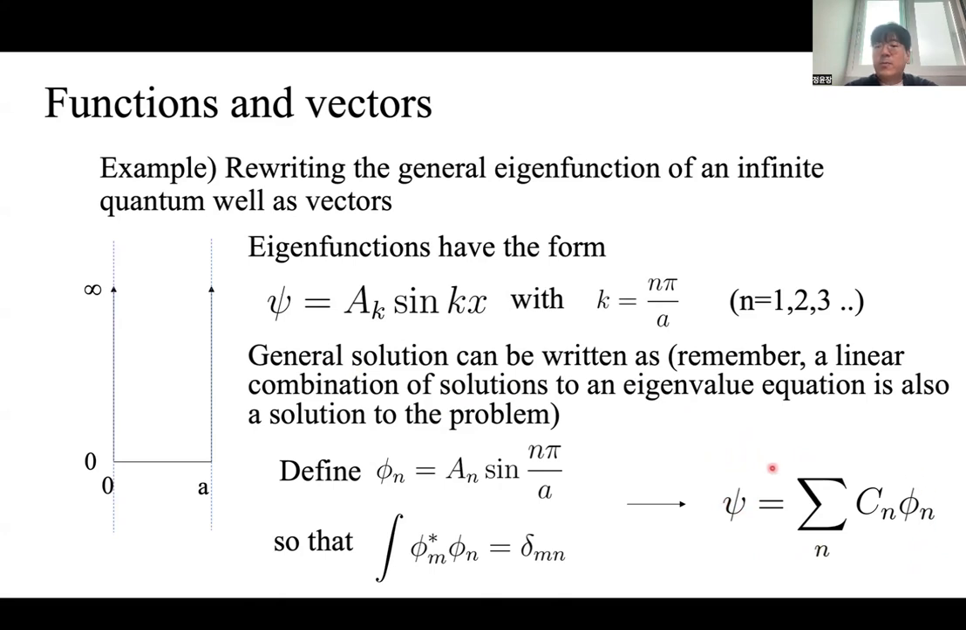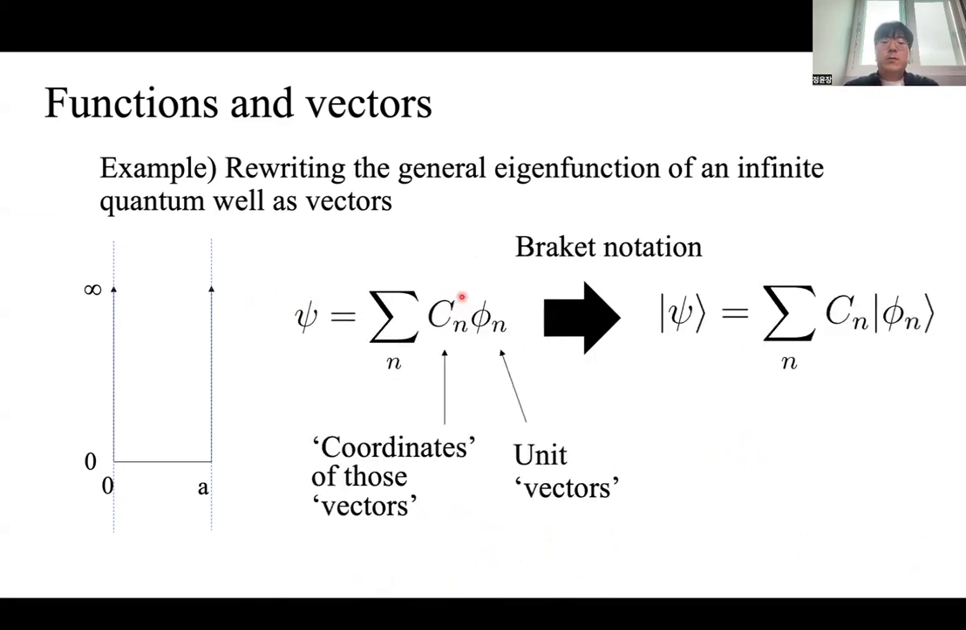But at the same time, it satisfies this condition. So this is a Kronecker delta, which means that if m and n are equal, it's equal to 1. If m and n are different, it's equal to 0. And this comes from the orthogonality argument that we had before for eigenfunctions of a specific operator.